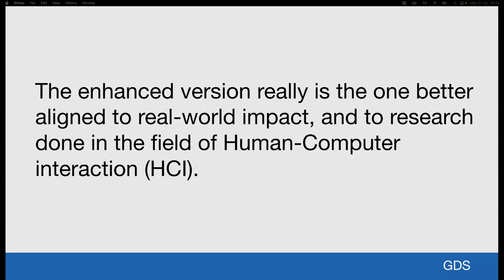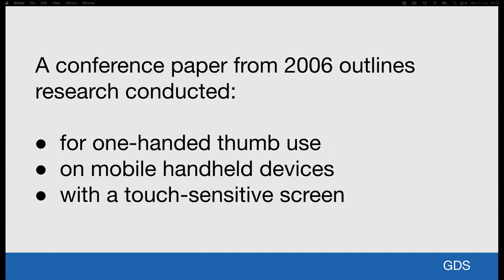But yeah, the enhanced version is much closer aligned to the real world research on how much space is adequate for interacting with controls, especially when talking about a thumb on some sort of touchscreen device. And this is research all the way back from 2006, I think, the first time that research was conducted scientifically for one-handed thumb use on mobile handheld devices with a touch-sensitive screen. And for those who know the tech history, the reason why this might be one of the first versions is because the iPhone, which was the first major commercial success of a touch-sensitive phone, came out in 2007. So this is pretty much aligned with the beginning of that smartphone touchscreen era.